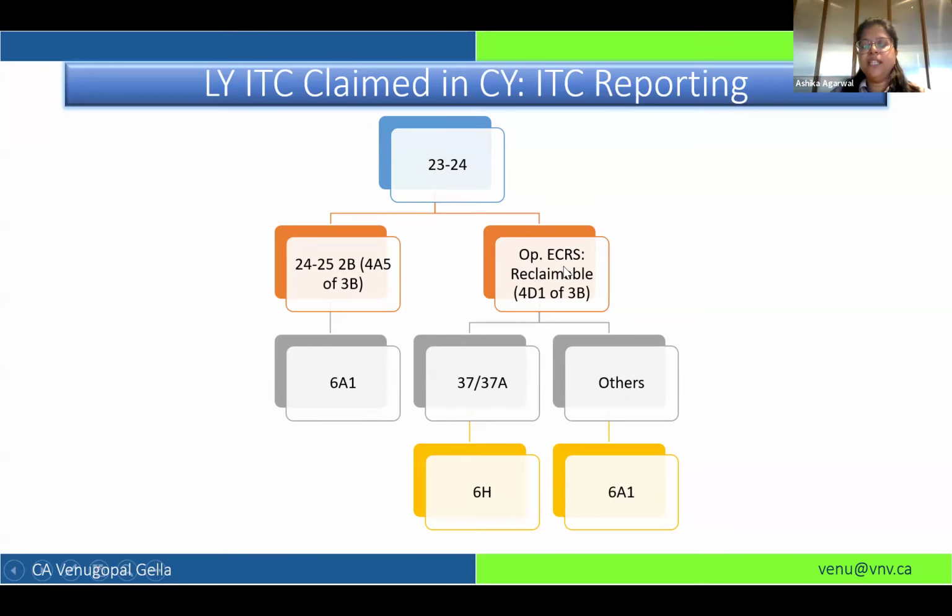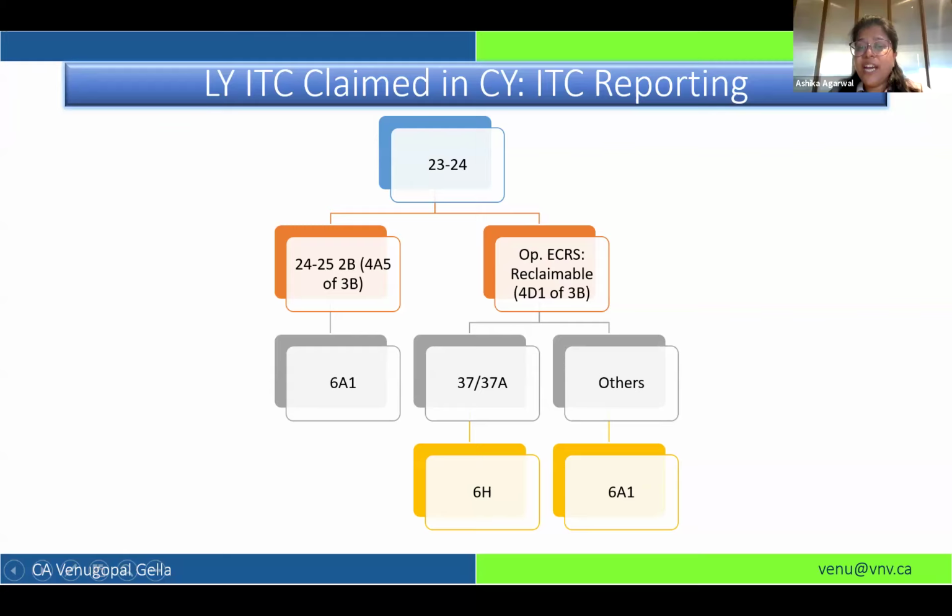So opening ECRS, now they have divided the reporting again into two parts for reclaimable. One, they are saying Rule 37 and 37A. What is this? These are the rules which say you have to make your payment to supplier within 180 days, and another rule deals with supplier non-filing of GSTR-3B. So if you have parked in ECRS because you have not made payment to your supplier or your supplier has not filed 3B, and now they have done the compliance, now you have made the payment or your supplier has filed the 3B, then they are asking you to report in 6H.